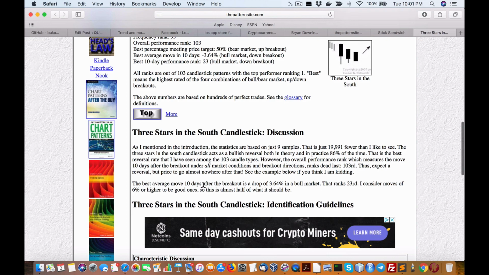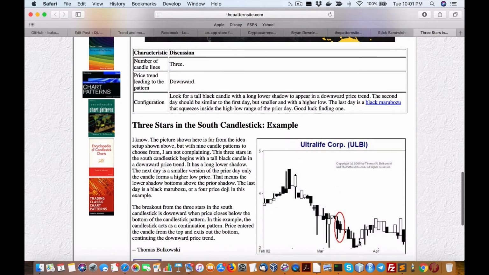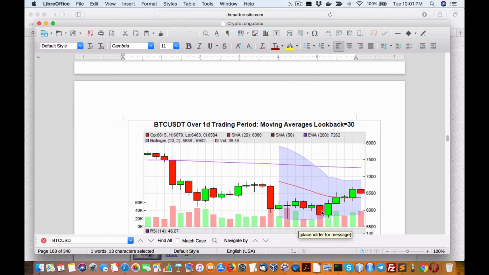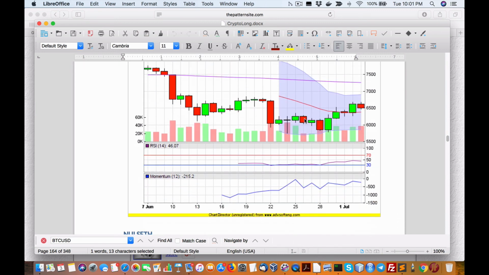The best average 10 days is drop 3.64. The ranks I consider moves of 6% higher to be a good one, so it's almost half of what it should be. So no, I just don't see this three. So it would either have to be along here, but it's saying it's somewhere in here. Yeah, I don't see it.